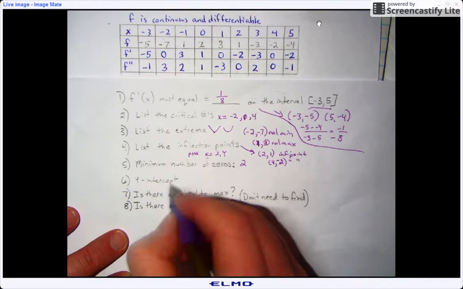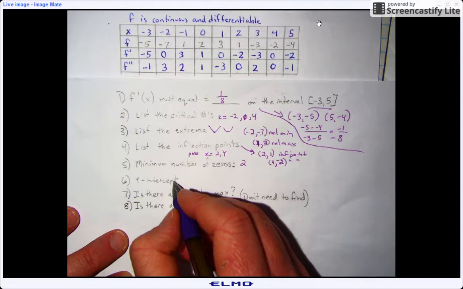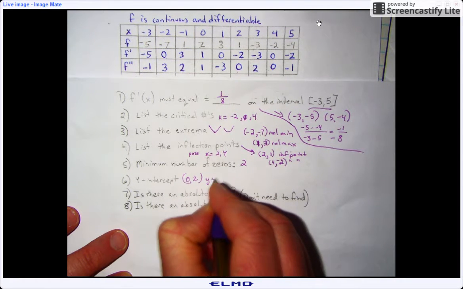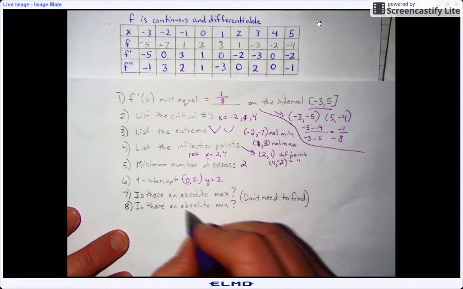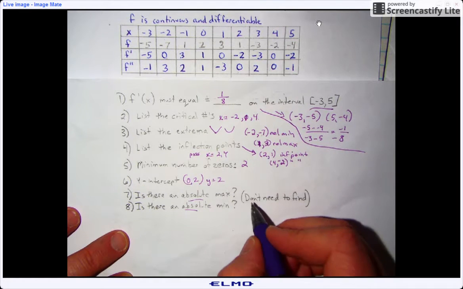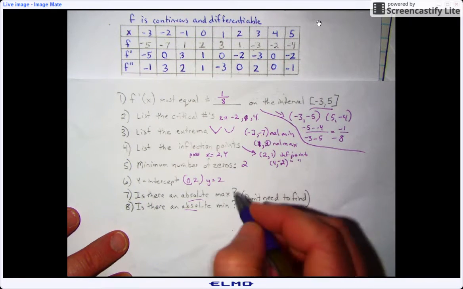Minimum number of zeros is already answered. Y-intercept when x is 0: y equals 2. Is there an absolute max? Is there an absolute min? Is this a closed interval? Is it continuous and differentiable? Closed interval, continuous and differentiable. Then that meets those conditions.